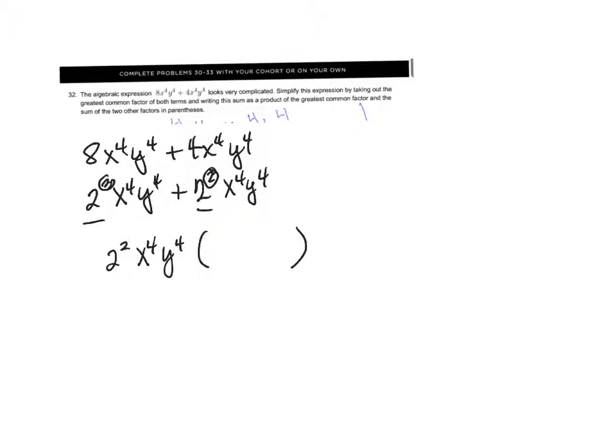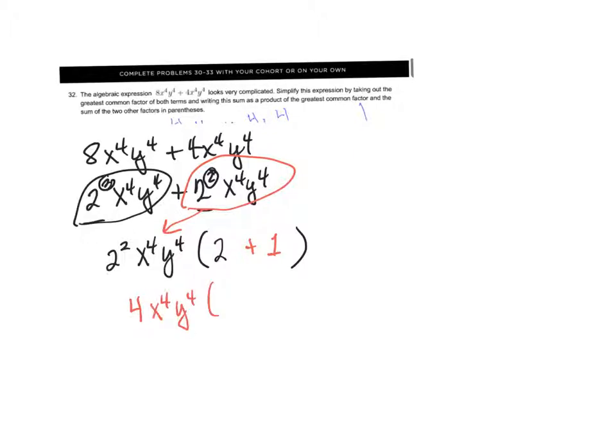When you take out 2 squared, you're left with a 2 from this one. And when you take out 2 squared, x to the fourth, y to the fourth, you're left with 1, right? Because you took out the whole thing, factored out, like divided it out. So that's kind of weird because you're left with 2 plus 1. And that's really strange. Why isn't there a variable here? So basically you have 2 squared, that is 4x to the fourth, y to the fourth, times 2 plus 1.